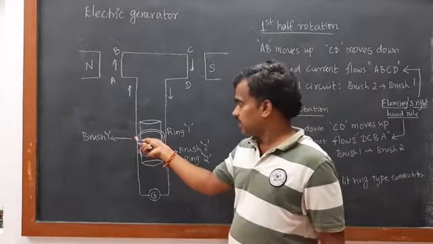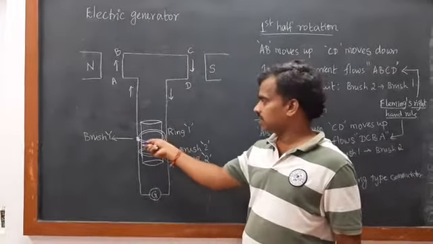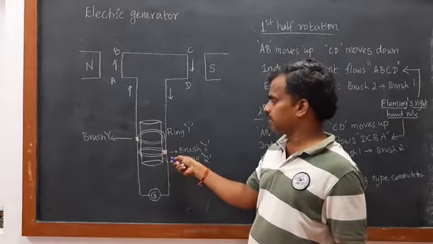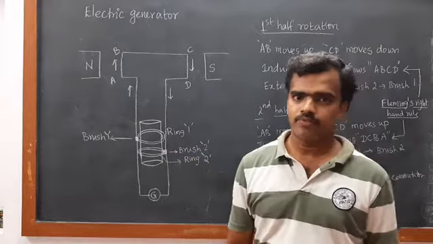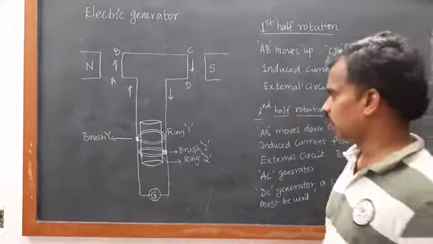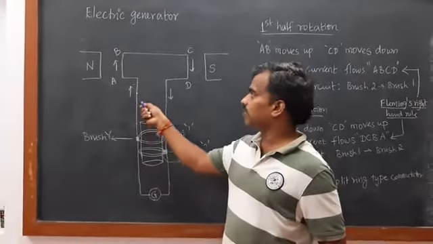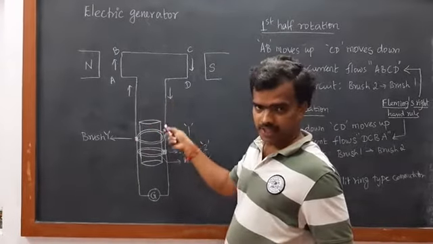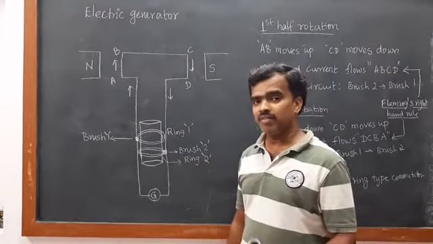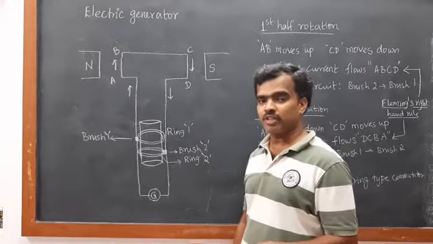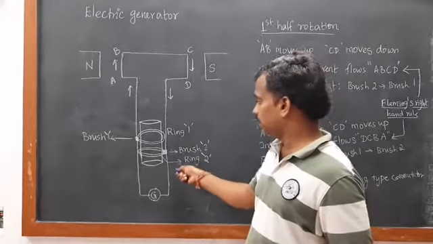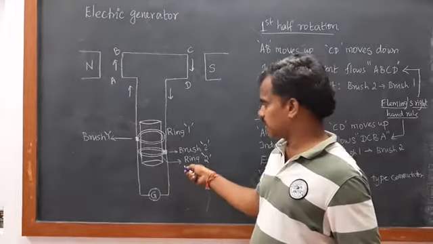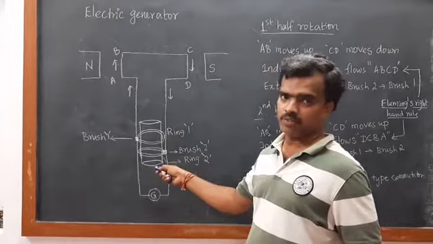Meanwhile, the rings are rotating. In the first half rotation, this brush will come to this side, and the second ring's brush will come to this side. So what will happen? The polarity of the current will be changed. In the first case, the induced current passes through brush B1, then ABCD, and then B2. Your textbook shows this very clearly: in the external circuit, the current flows from B2 to B1.